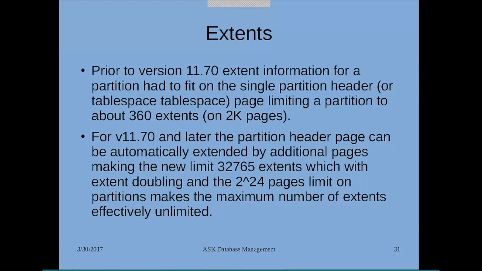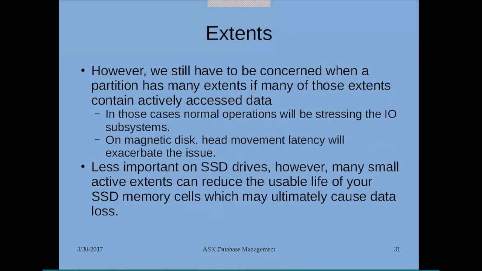Since 11.70, the partition header page can be extended with additional pages, and that allows up to 32,765 extents. With extent doubling and the 16 million page limit, that pretty much makes the extents unlimited. So it's no longer an issue that you might run out of extents in 11.7 and 12. However, you still have to be concerned that you have too many extents that contain data that's active, okay?